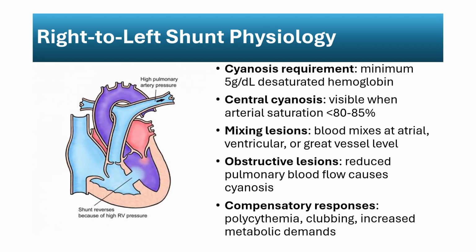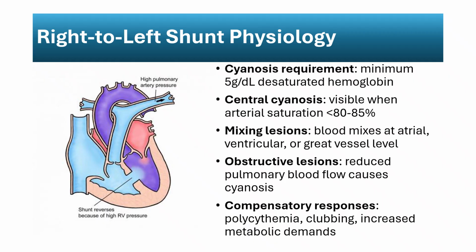There are 2 main pathways to this physiology. In mixing lesions such as transposition of the great arteries, blood from the pulmonary and systemic circuits blends at the atrial, ventricular, or great vessel level, and systemic circulation receives partially saturated blood. In obstructive lesions like pulmonary atresia or severe right ventricular outflow obstruction, pulmonary blood flow is limited, so oxygen uptake never reaches normal levels. The body mounts several compensatory responses.